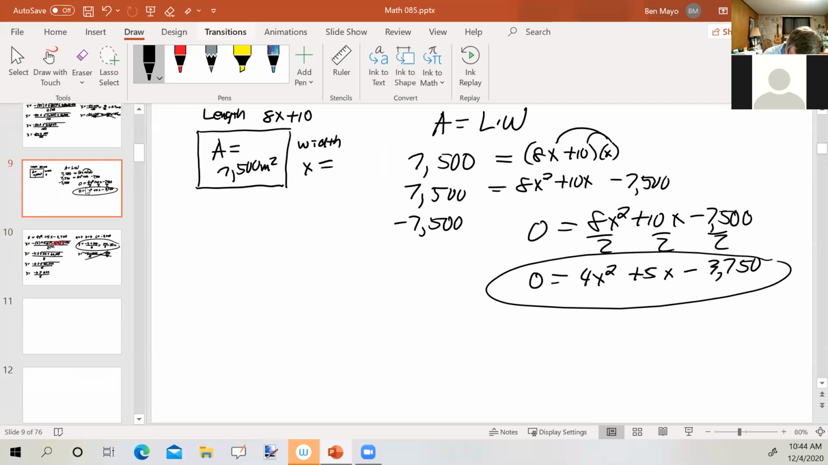We come back here. This would be 30 meters. 8 times 30 is 240 plus 10 is 250 meters. So the length is 250 meters. The width is 30 meters. Any questions about that?